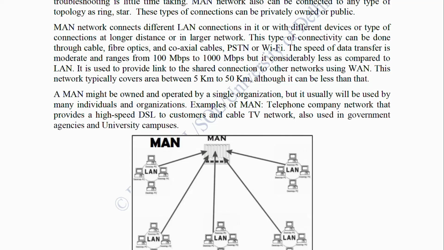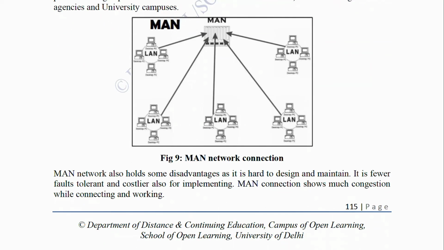A MAN might be owned or operated by a single organization, but it usually will be used by many individuals and organizations. Examples of MAN: a telephone company network that provides high speed DSL to customers, and cable TV network, also used in government agencies and university campuses. Figure 9 represents MAN network connection. MAN network also holds some disadvantages as it is hard to design and maintain. It is less fault tolerant and costlier for implementing. MAN connection shows much congestion while connecting and working.